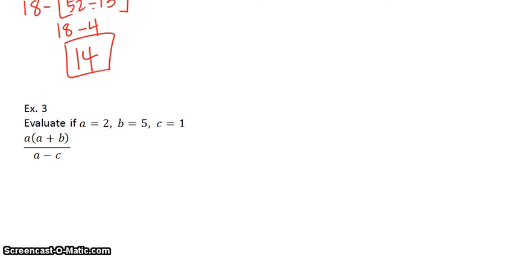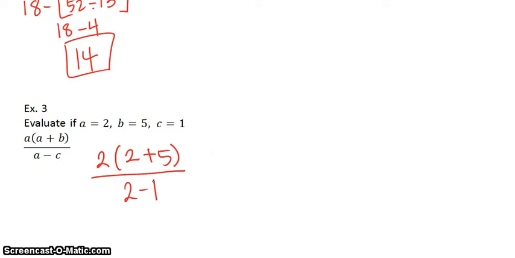And last one, evaluate. Okay, so it says that A equals 2, B equals 5, C equals 1. So when we have evaluate, we plug in the numbers for the variables, and then we simplify it as much as possible, because there's no equals. Okay, so I'm going to just plug them all in. So we have 2, and then we have 2 plus 5 divided by 2 minus 1.